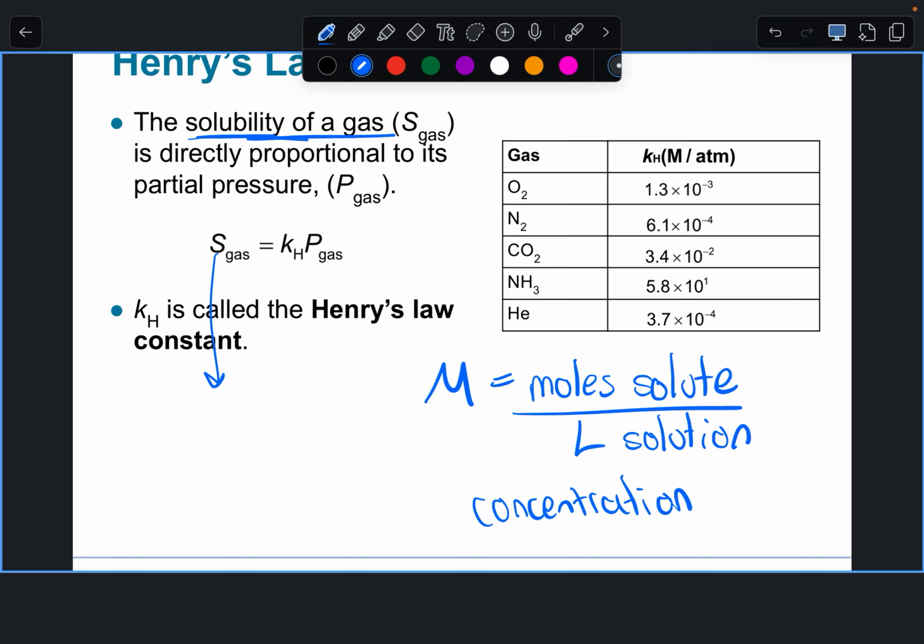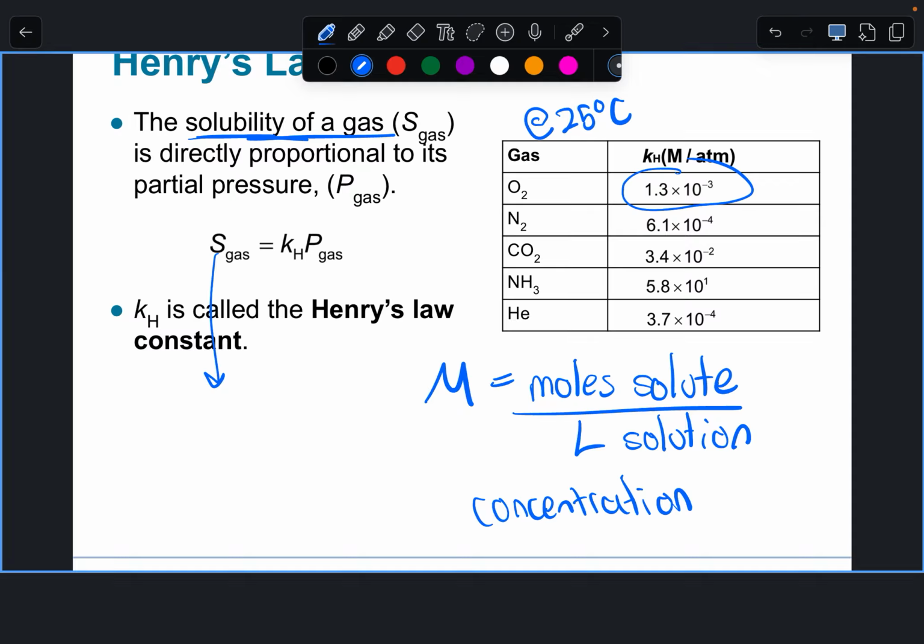There's a lot of different ways to measure concentration. For this particular equation, it's calculated in molarity because that's what the constant for each gas is given in. So every gas is going to have a unique ability to dissolve into a liquid, and all of these are going to be at 25 degrees Celsius, okay? So the units there are molarity per atmosphere.